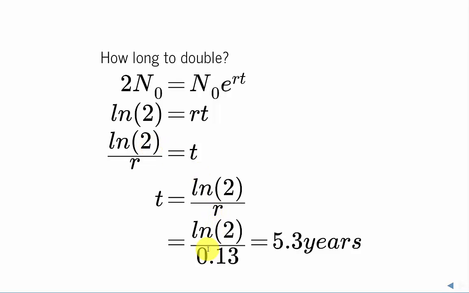For our muskoxen, that means we divide the log of 2 by 0.13, and that's going to give us a doubling time of 5.3 years, which seems very short for such a large animal.